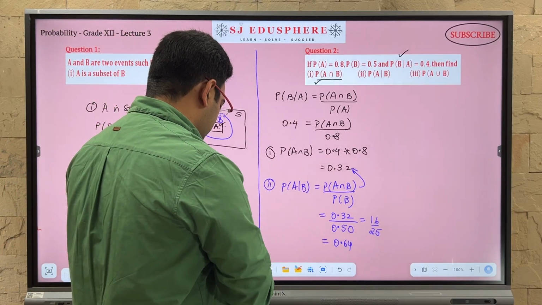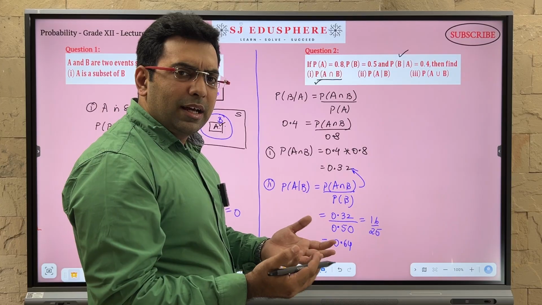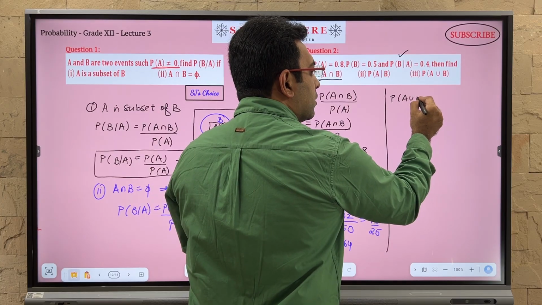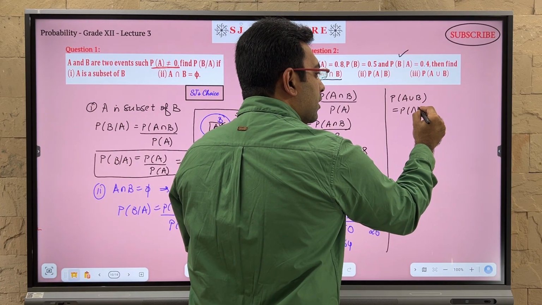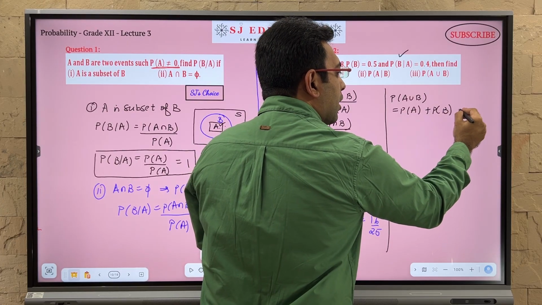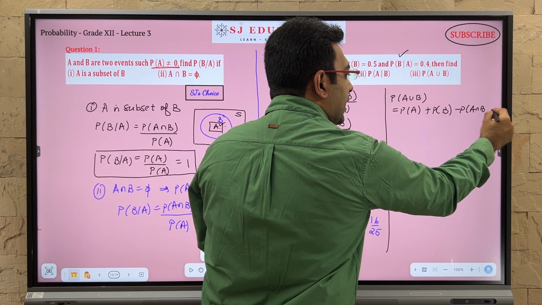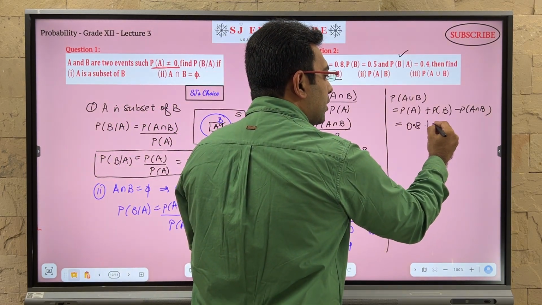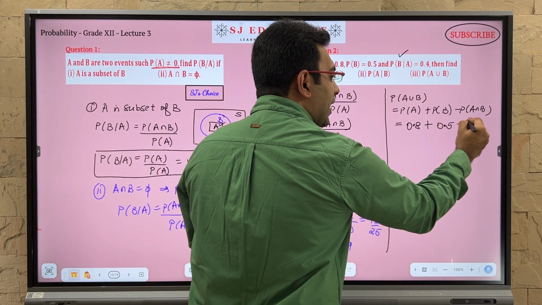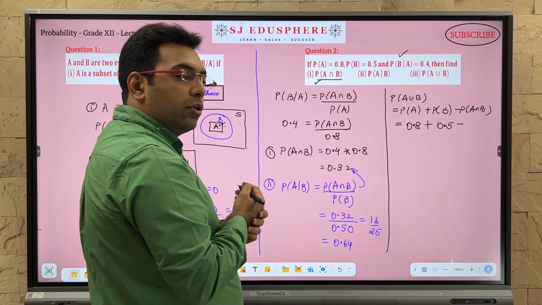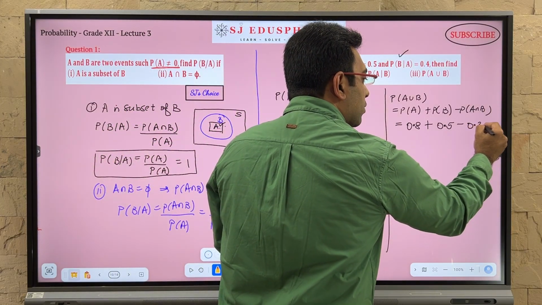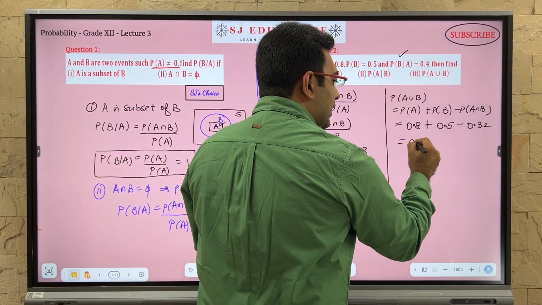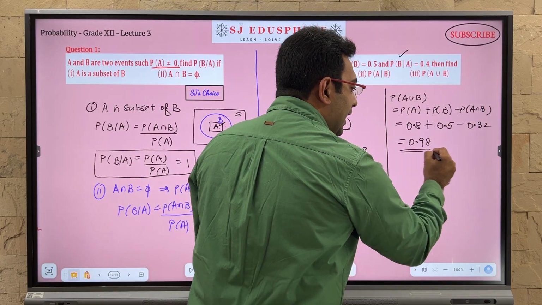Now, I'm asking probability A union B. We've already done this. Probability A union B, basic formula is probability A plus probability B minus probability A intersection B. Now I have all the values. Probability A is 0.8, probability B is 0.5, and A intersection B we found over here as 0.32. That leaves me 5. 50 minus 32 is 18. That gives me over here 0.98.